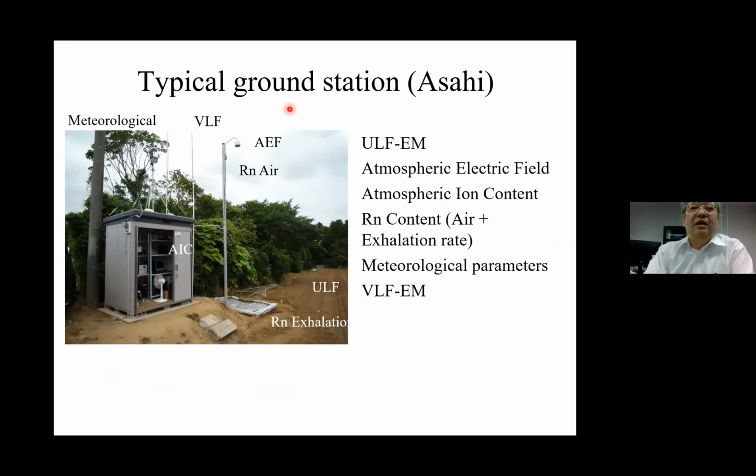So that is our dream. In Japan, we developed this kind of ground station. These are multiple stations. I don't show any sensors, unfortunately, but in this station, we have ULF electromagnetic sensors at the bottom of the ground, which today I'd like to show you. And also the radon sensor, some meteorological parameters, and the VLF sensors. For GPS, we use the sensors operated by GSI, which we can use freely.